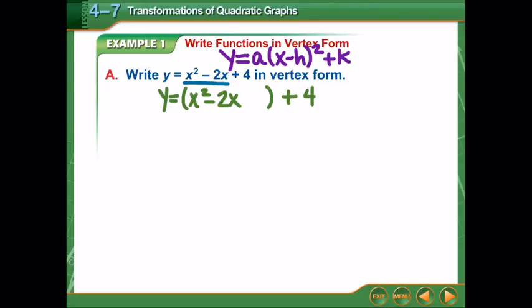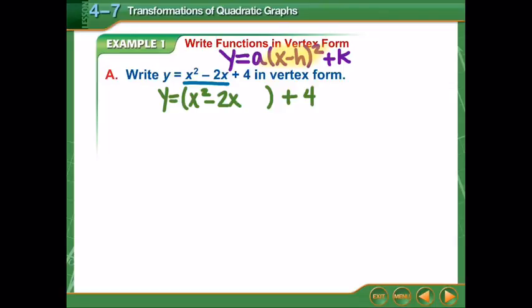Okay, so the reason I'm leaving a space is so that I can complete the square here. If you see in the formula that I'm trying to get to, I have a perfect square, (x minus h) all squared. And so I need my equation to have a perfect square in it. So in order to do that, I have to complete the square. And we learned how to do that last week.